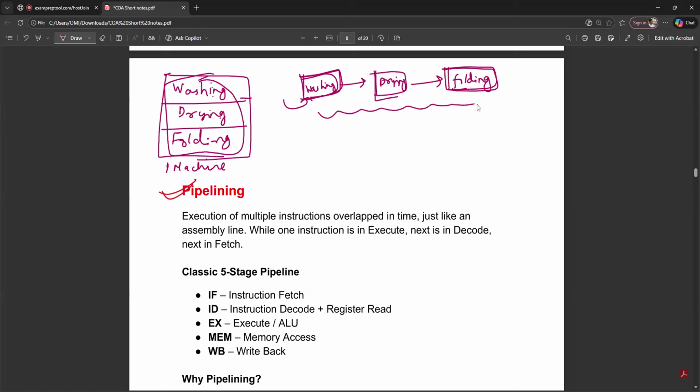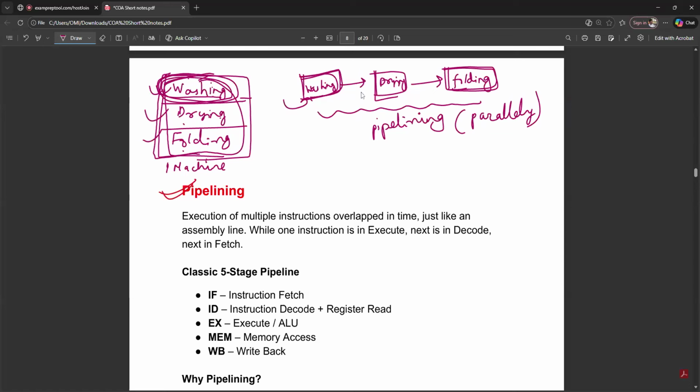So this is called pipelining. Here you are doing things in parallel, but in the non-pipelined case you have to wait. See here, only one machine does washing, drying, and folding. So even though the washing task has completed, you can't use the washing machine, because this machine is only able to perform the next operation when all three tasks have been completed.